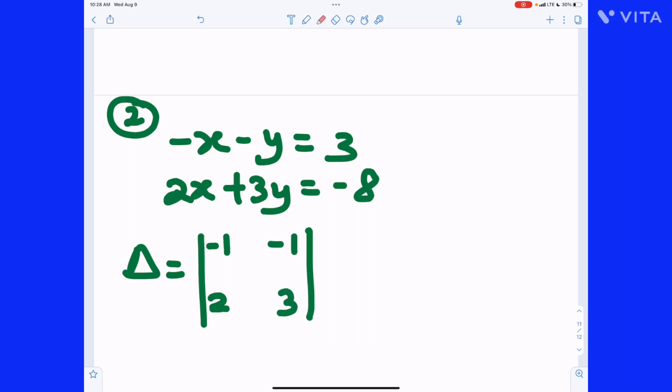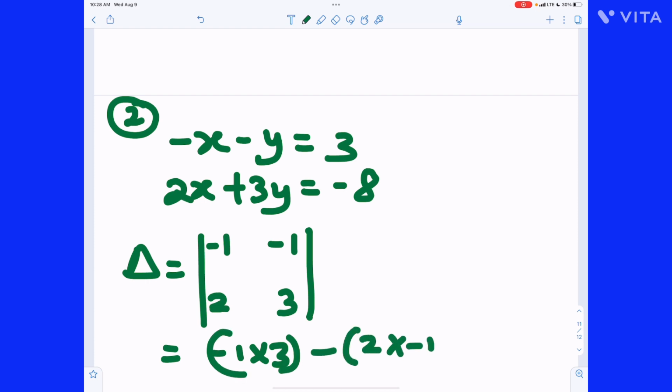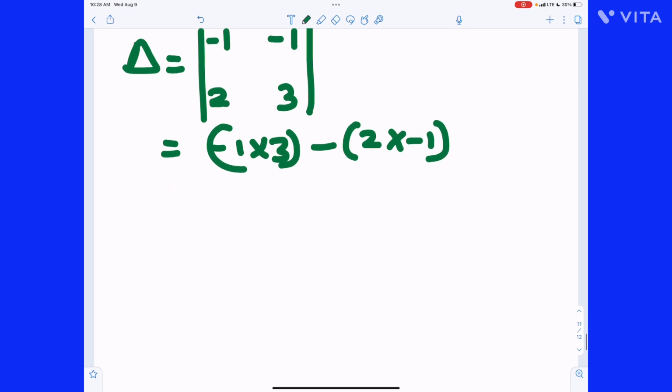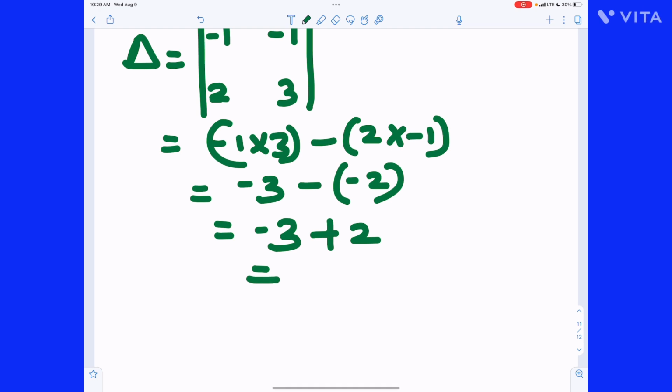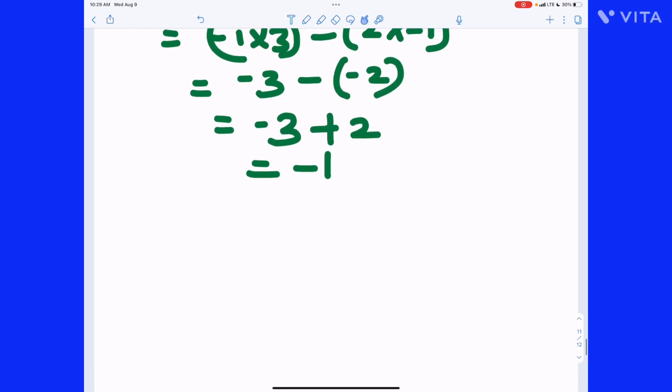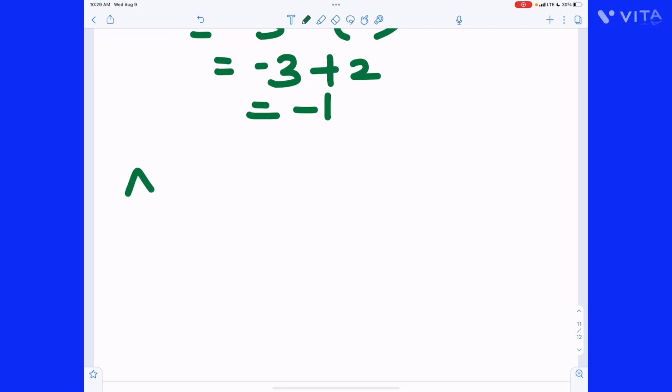I hope you can see this. The coefficient of x here is minus 1. I've written out that the coefficient of x here is 2. Here, minus 1 and 3 are the coefficients of y. So my determinant for this coefficient will be minus 1 times 3 minus 2 times minus 1. That gives you minus 3 minus minus 2, so that's minus 3 plus 2, which is minus 1.